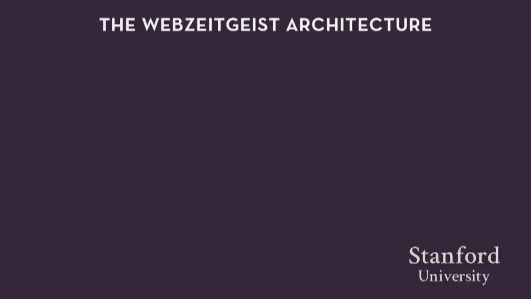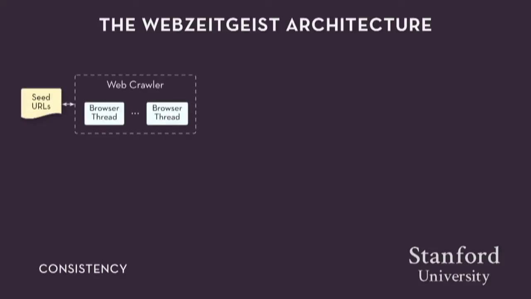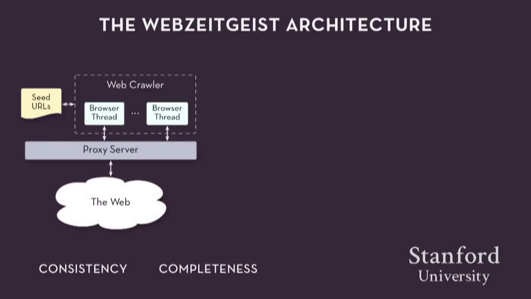The Webzeitgeist architecture is based on 4 design principles. The first is consistency. The web is dynamic, but machine learning applications expect data to remain unchanged between accesses. Webzeitgeist therefore stores static snapshots of page designs. The second is completeness. Webzeitgeist is intended to be a general design mining platform. If an application needs a particular piece of data, Webzeitgeist should provide it. Thus, Webzeitgeist saves all the resources and properties that contribute to a page's visual design.